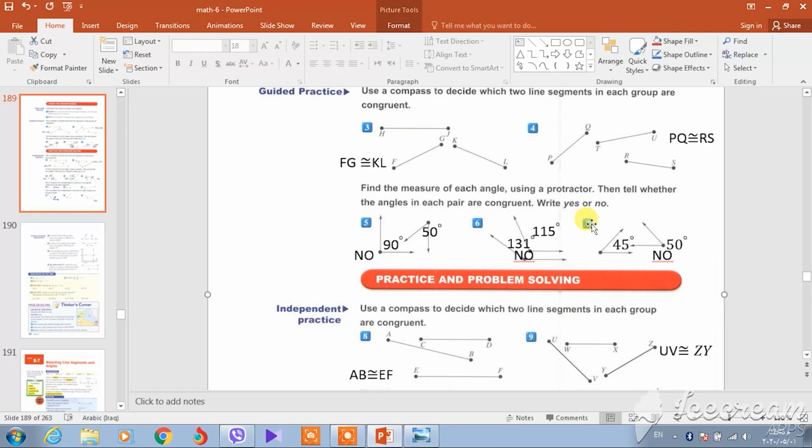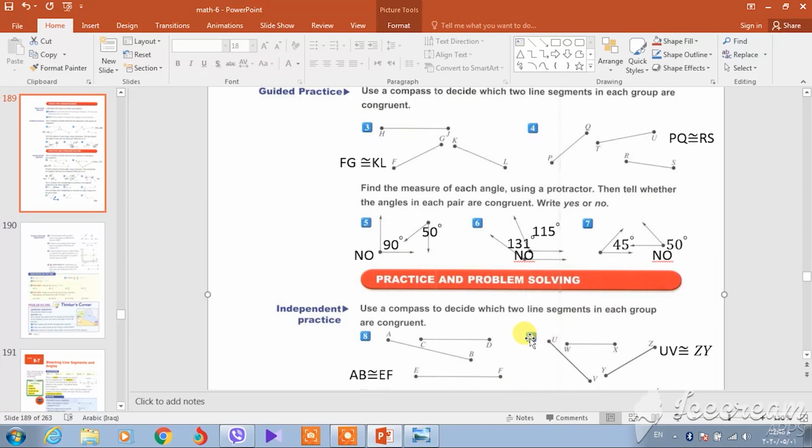And question 7 says we have 45 degrees in this angle, and another angle is 50 degrees, so they also are not congruent. And now we have question 8, use a compass to decide which 2 line segments in each group are congruent. It's the same as questions 3 and 4. We have line segments CD, AB and EF, which ones are congruent? If you look, AB and EF are congruent by using the ruler, or you can use a compass.